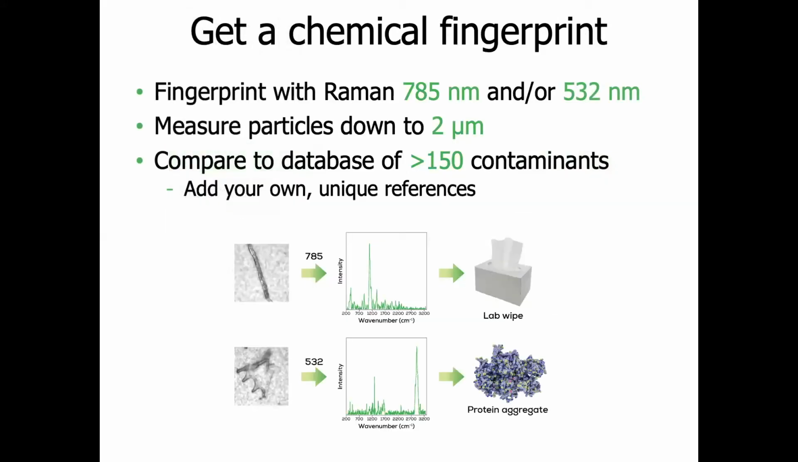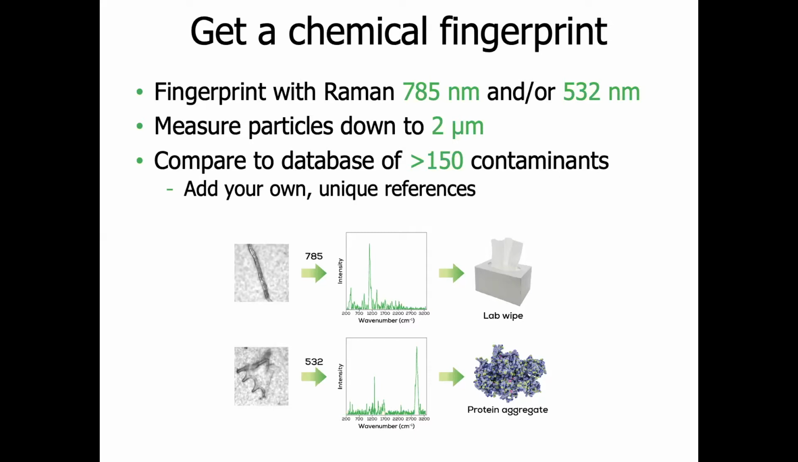Here is a bit more detail about the identification of particles using Raman spectroscopy. For each sample, you choose if you want to use the 785 nanometer or the 532 nanometer laser for identification. Or you don't know which one works better and you try both. Raman identification works for particles of all sizes down to 2 micrometers.